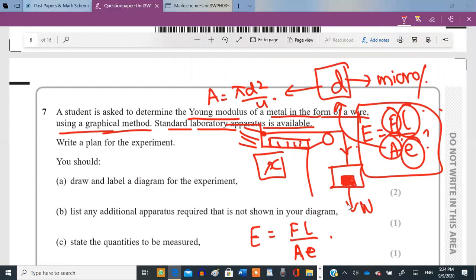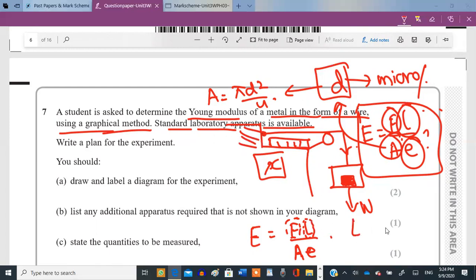Can we vary the weight? Can we vary the force? We can change the force. Like if I replace this with a heavier object, the force will increase, right? Okay, we can change the force. And can we change the length of the wire, this original length of the wire? If I pull this block backwards, the length of the wire increases, right? I can even increase or decrease the length of the wire.